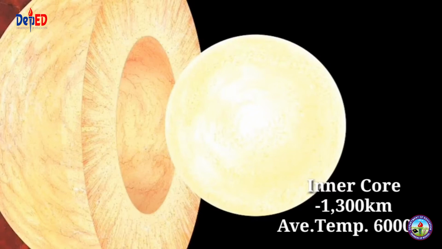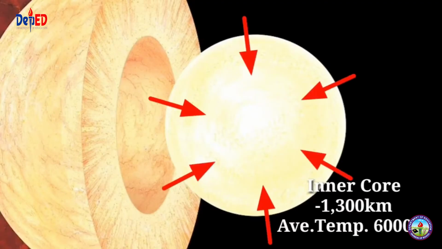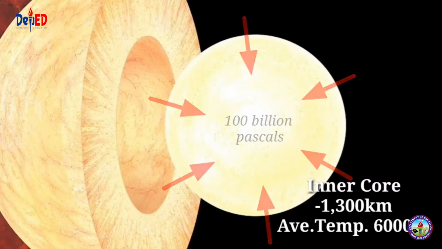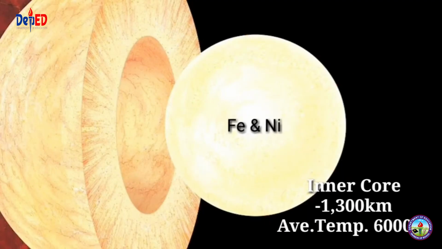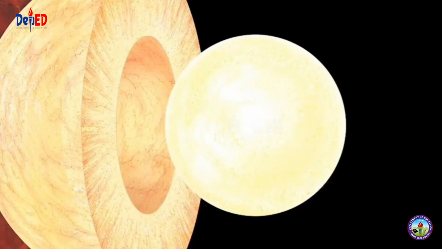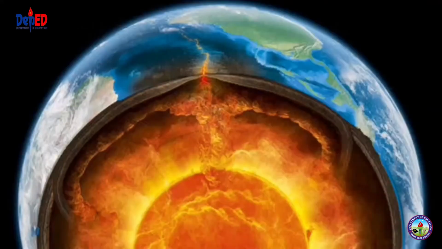But why is the inner core solid? The reason is the great pressure at the center of the Earth, reaching 100 billion pascals. The pressure forces the iron and nickel atoms together, keeping them in crystalline form despite the high temperature.